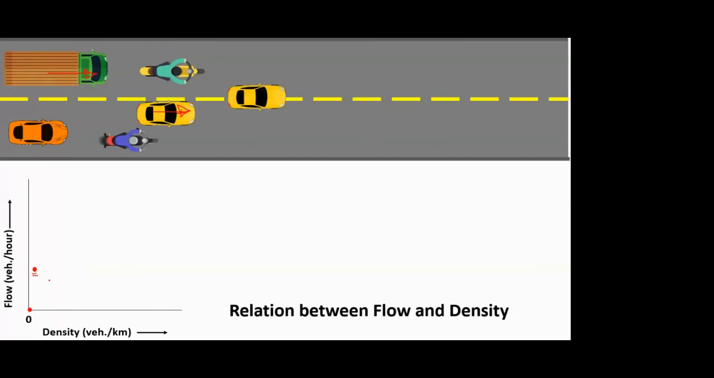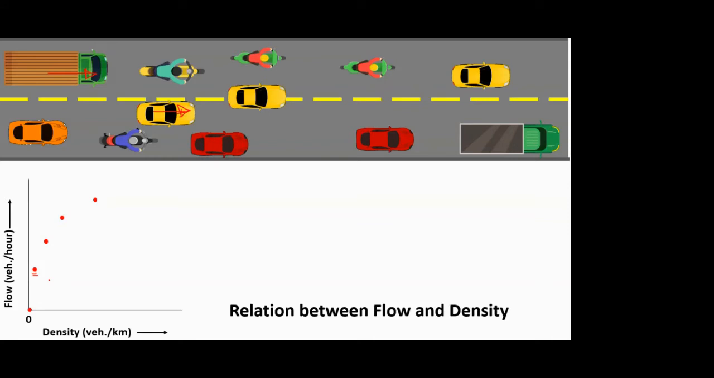Again, I go on introducing some more vehicles. The flow value increases and the density also increases. And at a particular point, you reach a maximum flow value, and after that your flow value goes on decreasing. Now, why does it go on decreasing?